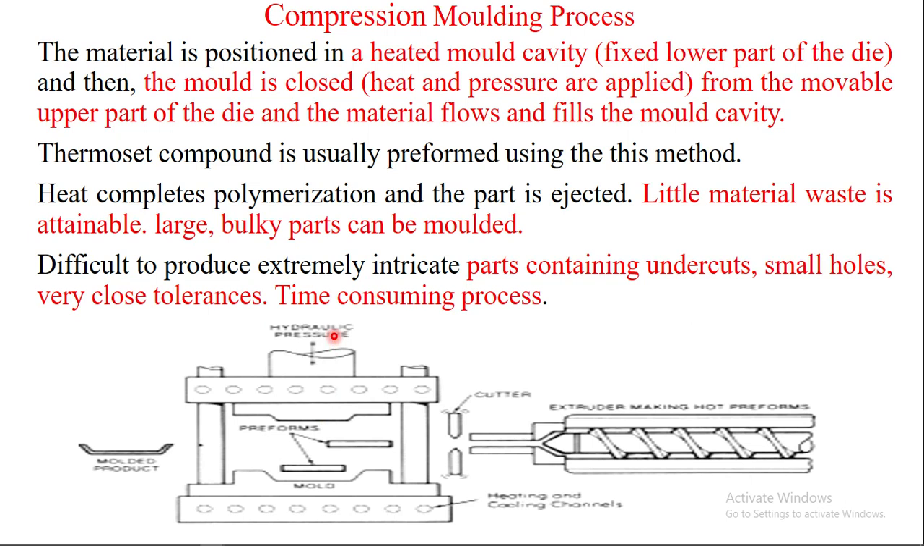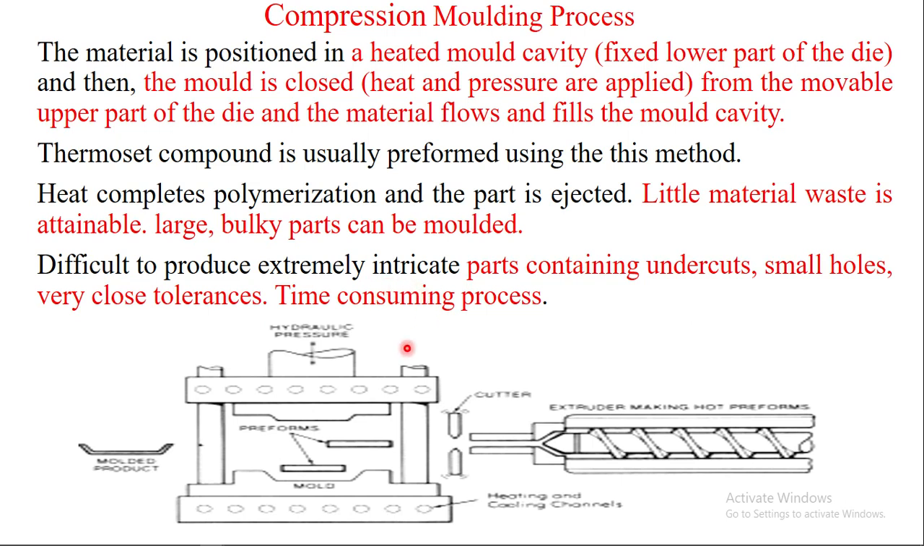Heat completes the polymerization and the part is ejected. Little material waste is attained. Large bulk parts can be molded. It is difficult to produce extremely intricate parts containing undercuts, small holes, and very close tolerances. Compression molding is a time consuming process.